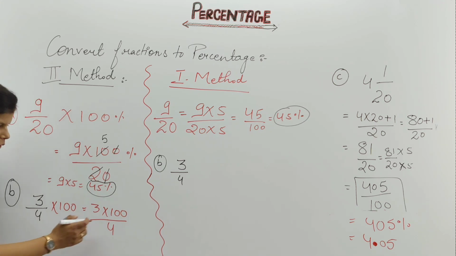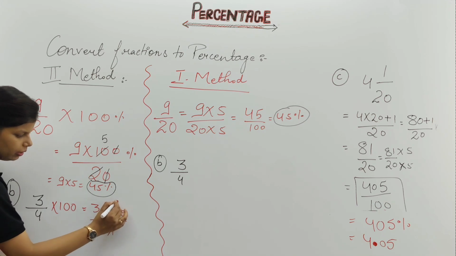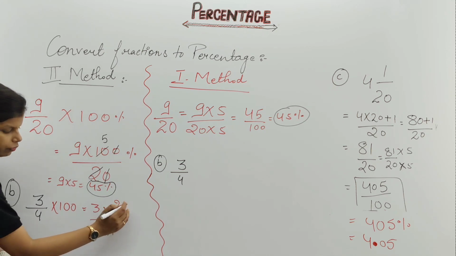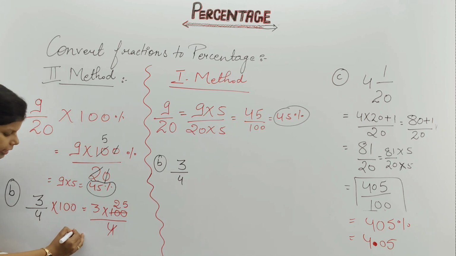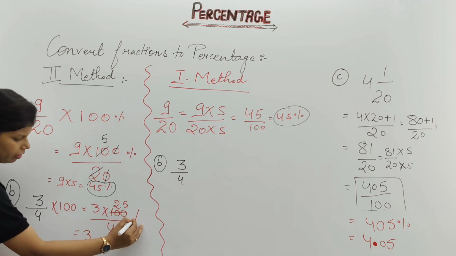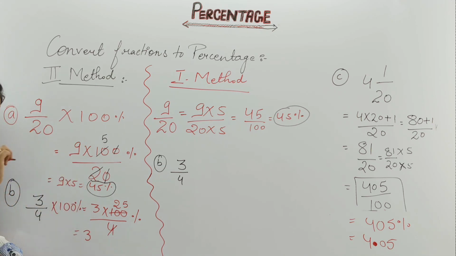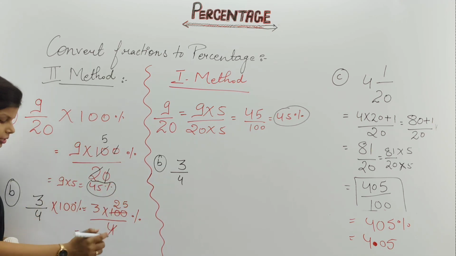Clear? Now cancel it out with 4. 4 twos are 8. When you are dividing 100 by 4, you will get the answer 25. 4 twos are 8, now 2 carry, 4 fives are 20. Your answer is 25. And at the last step, what you will do? Everywhere your percentage symbol will be there. Please don't forget. Like in measurements we remember to write the unit again and again, here you have to remember the symbol of percentage.